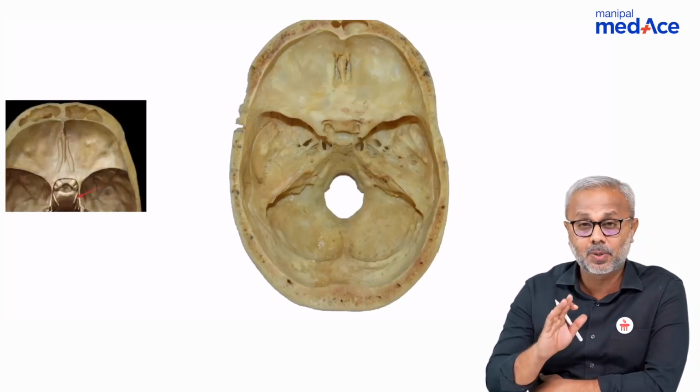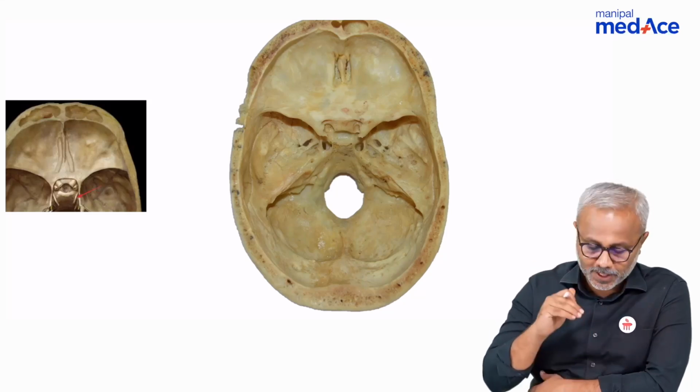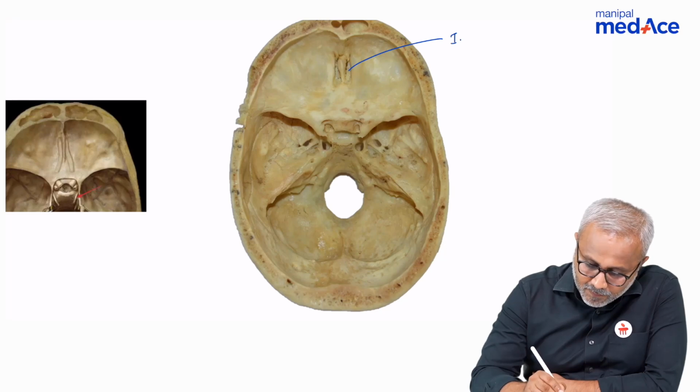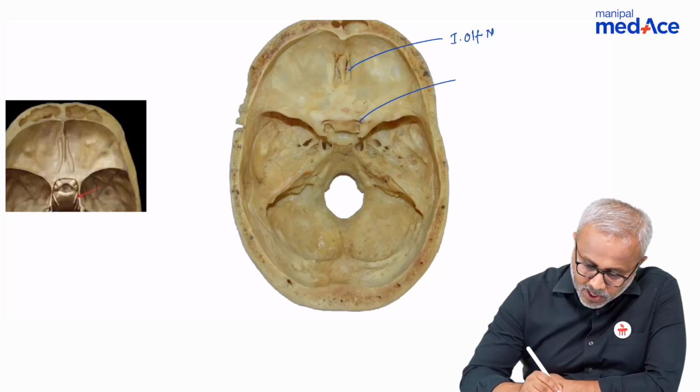Now let's take a quick look at how each cranial nerve will pass through different foramina of the skull, right? So remember, this is the cribriform plate of ethmoid where we have the passage of the olfactory nerve. The optic nerve passes through this optic canal. Okay, so this is the optic nerve.